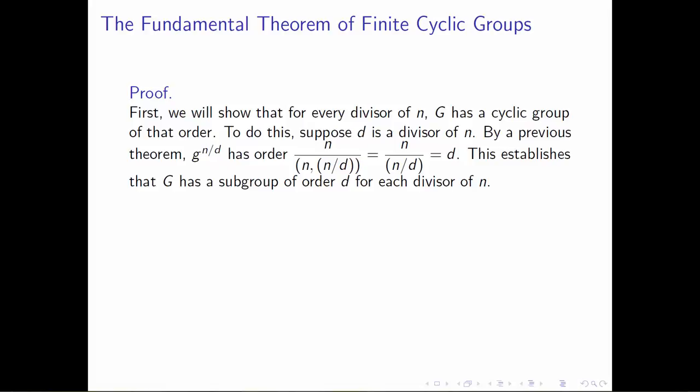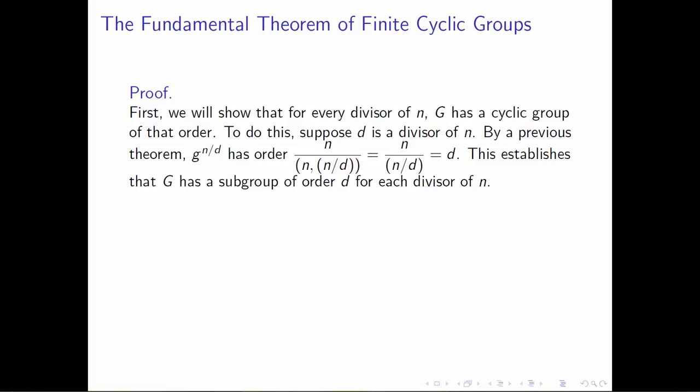And by the theorem that we covered in the last set of slides, if I can express D as n divided by the GCD of n and some integer, then I will be able to find an element that has order D. So doing a little bit of arithmetic here, D is a divisor of n, so n over D has a meaning. If we take G raised to the n over D power, according to this theorem, the order of the element G raised to the n over D is n divided by the GCD of n and n over D.